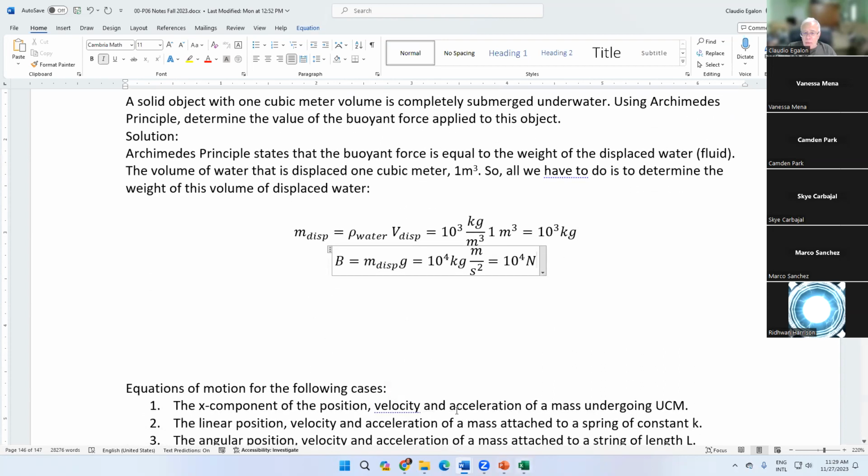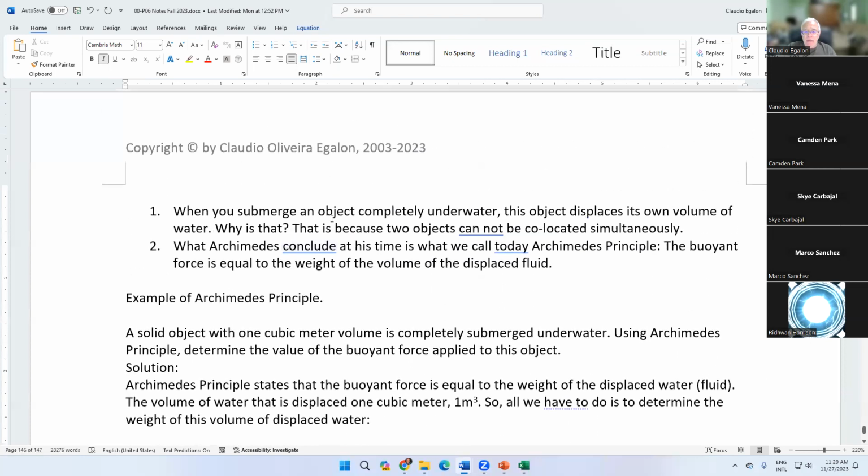Makes sense. So there are 3 steps, right? The first step is to determine the volume of the fluid that's displaced. The second step is to calculate the weight of that fluid that was displaced.